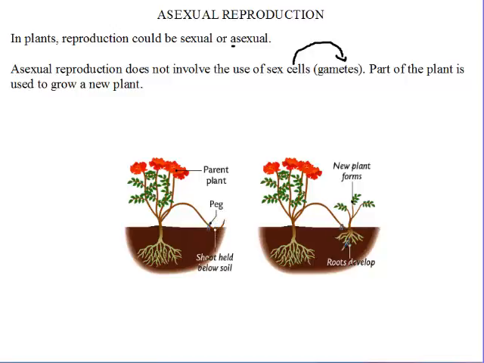With time, the part we bent into the soil will grow roots and then will grow shoots as time goes on. So here a new plant has been formed from the parent plant, but this time around no sex cells were involved. Only the parent produced the plant from its body parts.